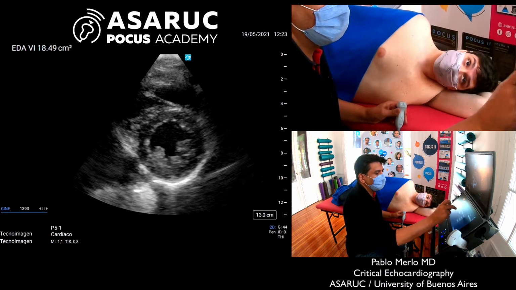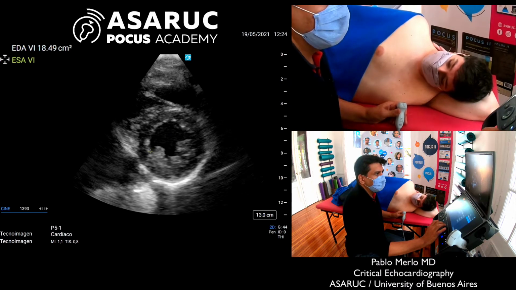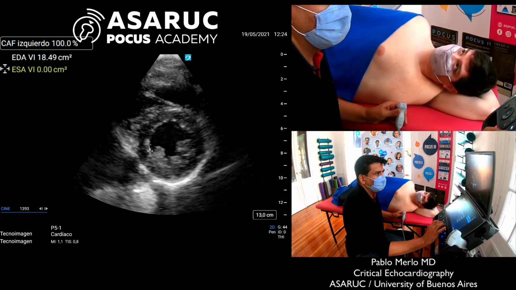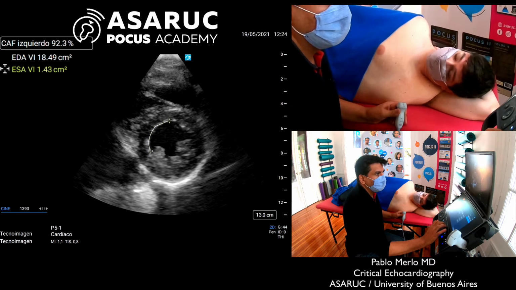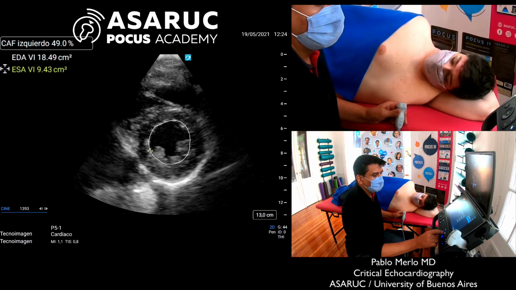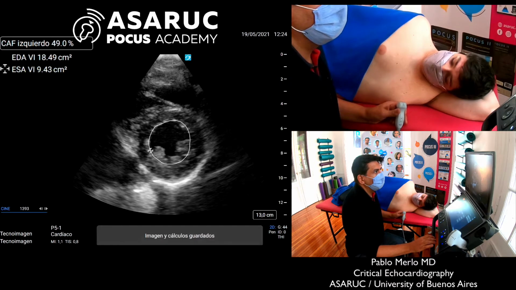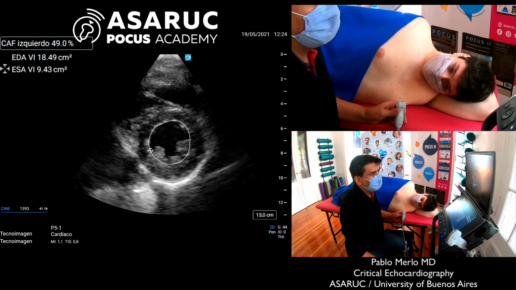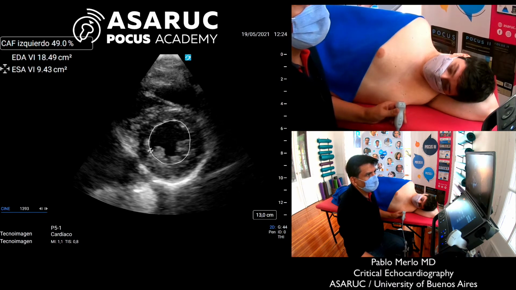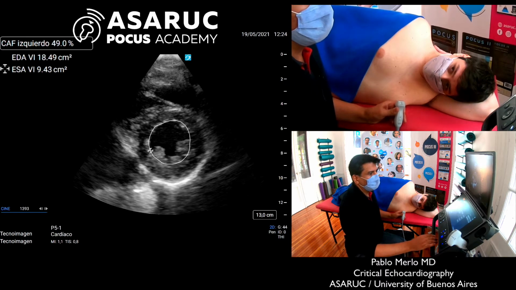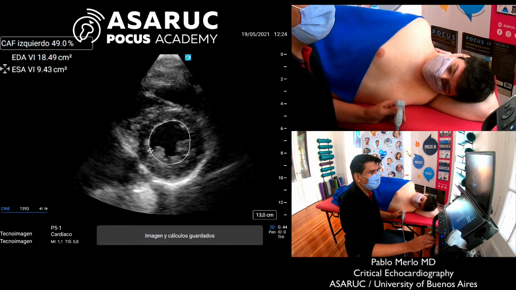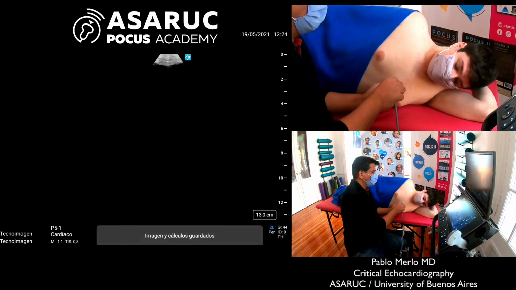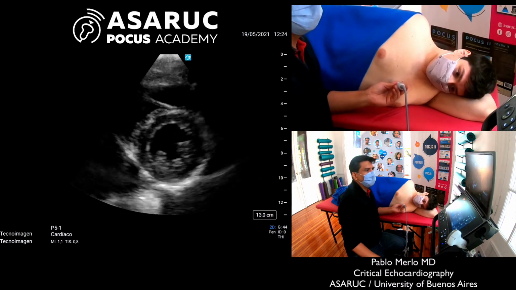Let's use this device's measurement instrument again to obtain the end systolic area by tracing the endocardial border. This measurement is highly recommended for critical care areas and Pocus as it has a very low inter-observer variability. The fractional area change is 49%. The normal value is over 40%. Thus, we have another indicator in addition to our visual assessment and the E-point septum distance that suggests that our patient's systolic function is normal.